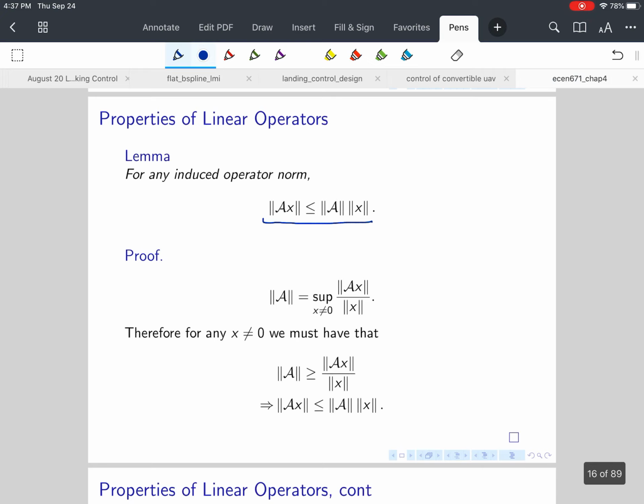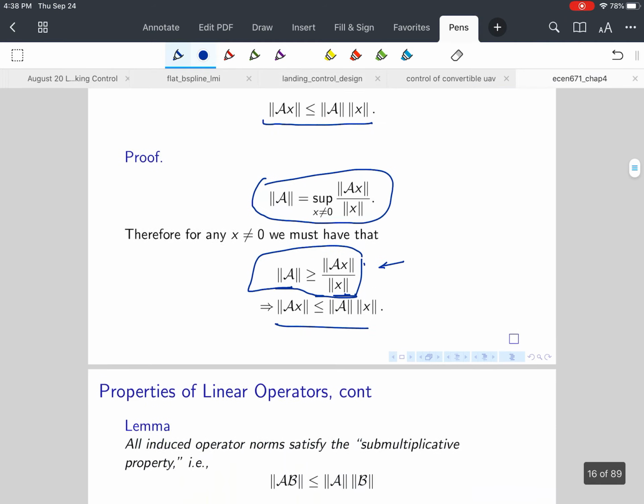And to prove that, by definition, the norm of the operator is the supremum over all x not equal to 0 of the norm of Ax over the norm of x. And so since x is not equal to 0, the norm of A is the supremum over all these guys, so it's going to have to be greater than or equal to the norm of Ax over the norm of x. And this is for any specific x. And now when we multiply the norm of x on each side, we get our desired inequality.